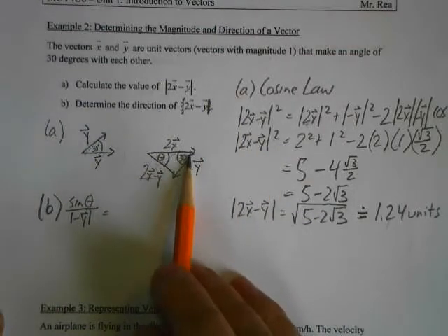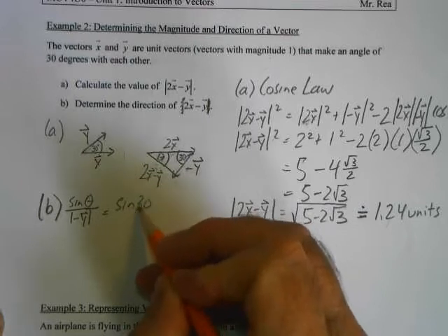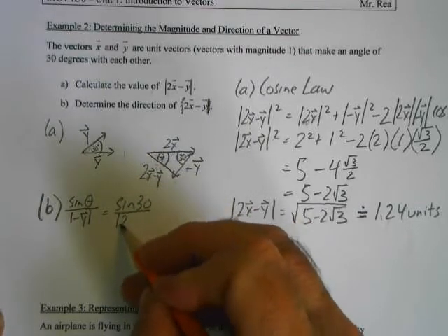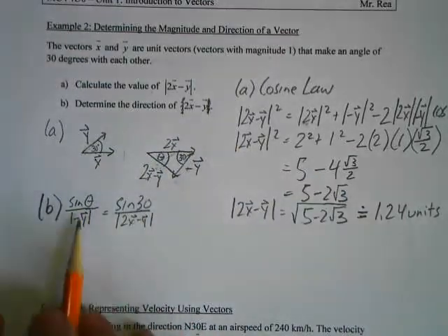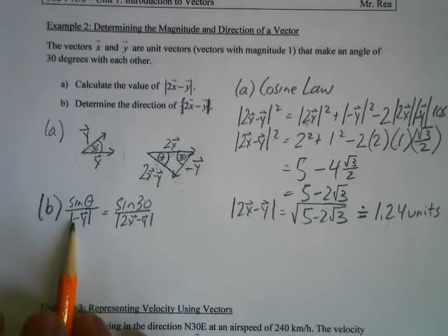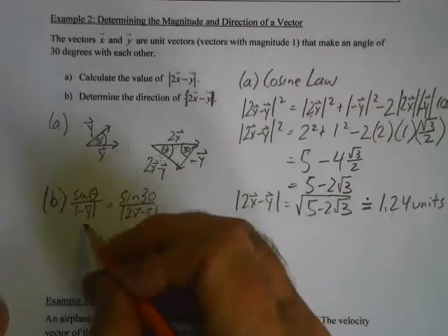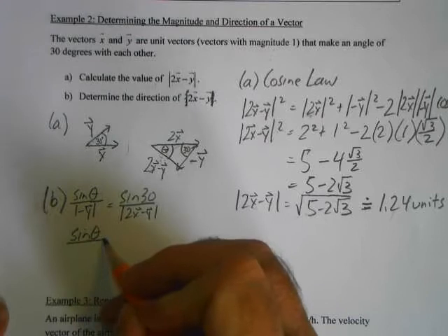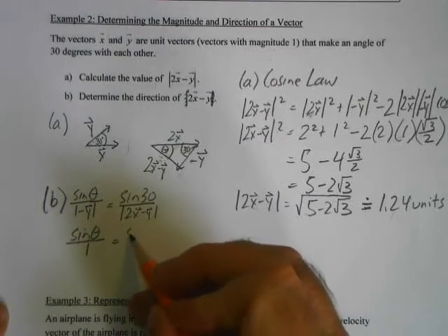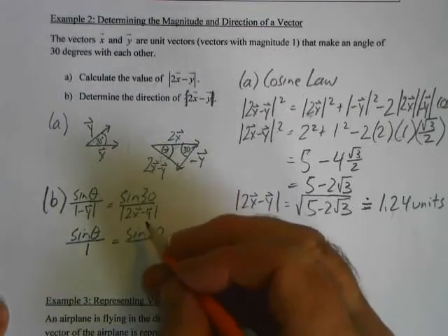the angle that I do know is over here. So I'm going to use that side angle combination. So sine 30 over the magnitude of 2x minus y. So it's still the same usual sine law. I'm just putting magnitudes instead of side names because that's what we have here. So we know that the magnitude of negative y is 1. We also know that the magnitude of the 2x minus y vector, we just did that, that's 1.24.